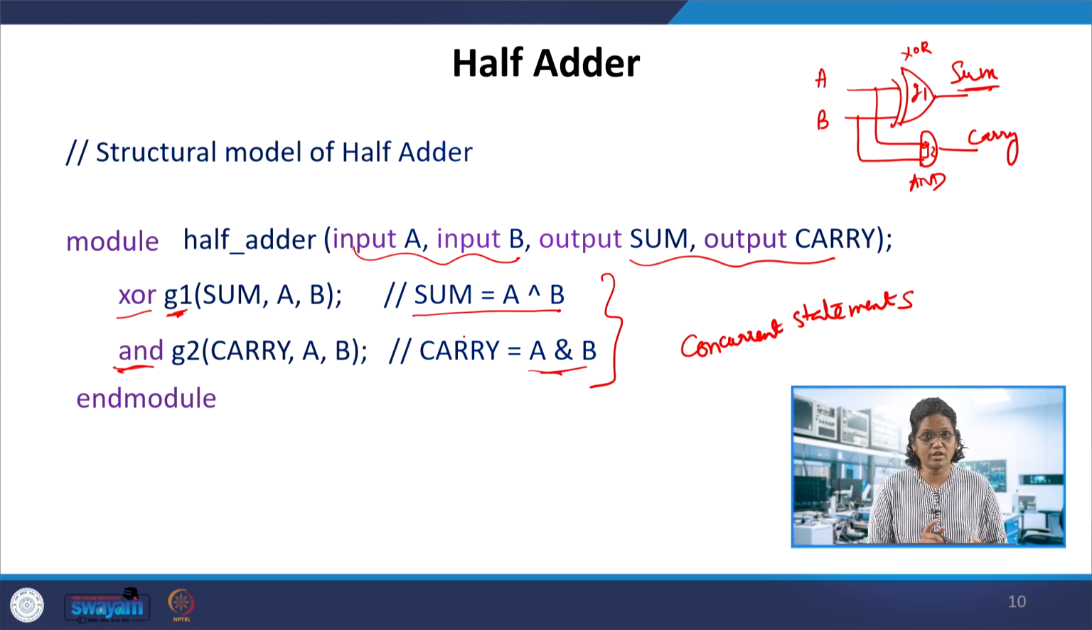Whereas in the always block, as I said, within the always block or within the initial block, the behavioral description is sequential, the execution is sequential. Here, XOR and AND of a and b.